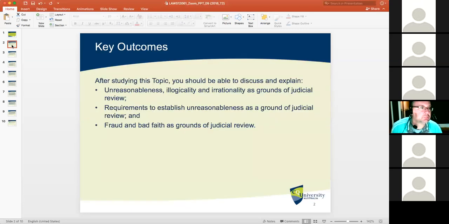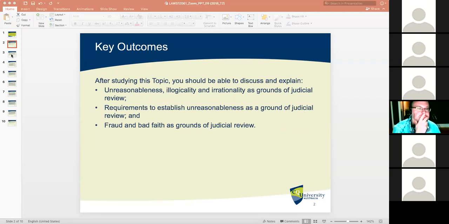So tonight, after studying this topic, you should be able to discuss and explain unreasonableness, illogicality, and irrationality as grounds for judicial review, the requirements to establish unreasonableness as a ground of judicial review, and fraud and bad faith as grounds of judicial review.